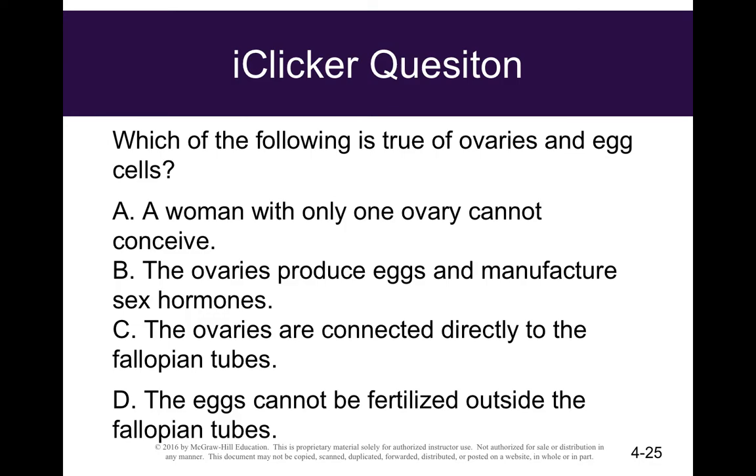Which of the following is true of ovaries and egg cells? A, a woman with only one ovary cannot conceive. B, the ovaries produce eggs and manufacture sex hormones. C, the ovaries are connected directly to the fallopian tubes. D, the eggs cannot be fertilized outside the fallopian tubes.